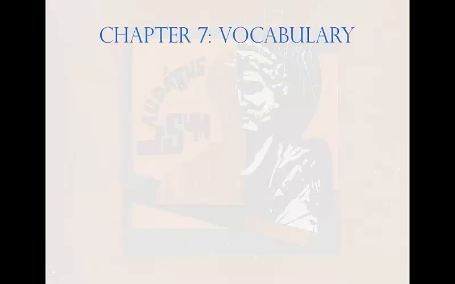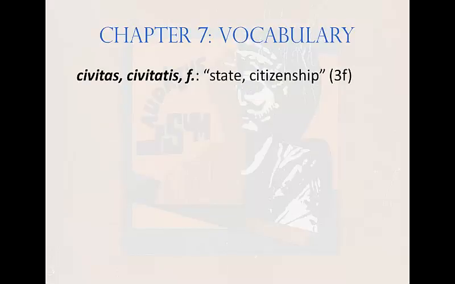Now let's turn to the vocabulary for Chapter 7. The first word is civitas, civitatis, feminine, meaning state or citizenship. It's a third declension feminine noun. Note that its base is civitat, C-I-V-I-T-A-T. You get that by dropping the is from the genitive singular. Remember, that's the proper process by which to get the base of a third declension noun.